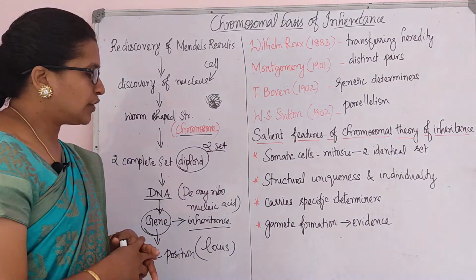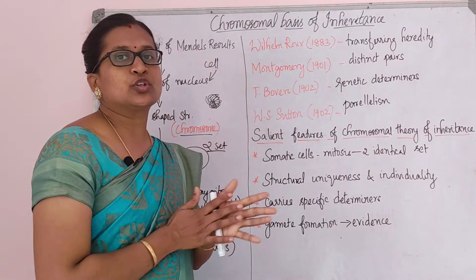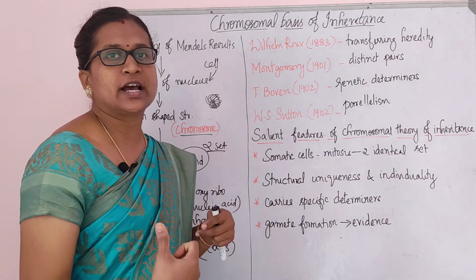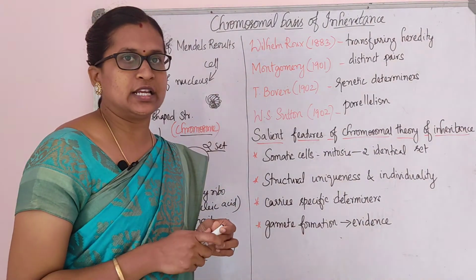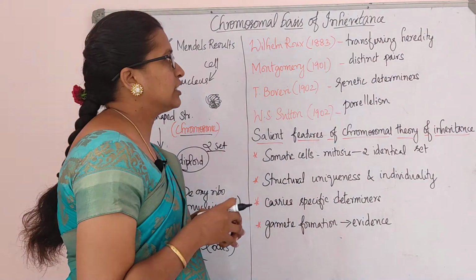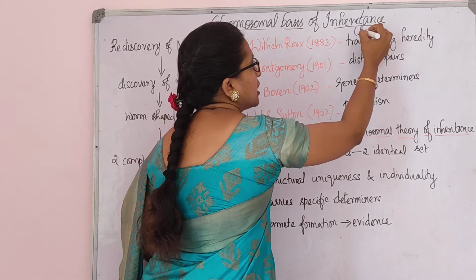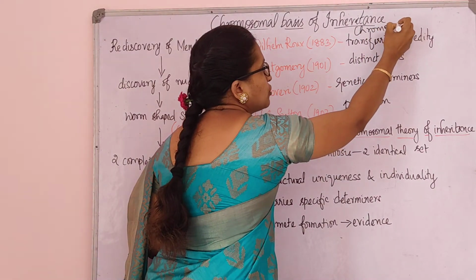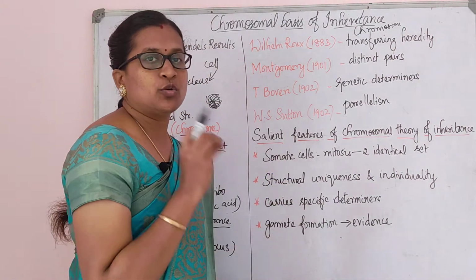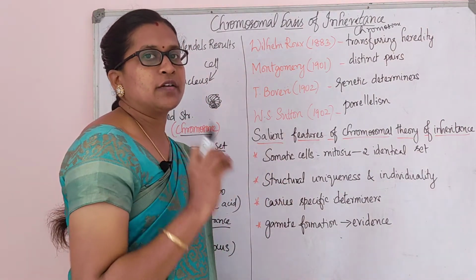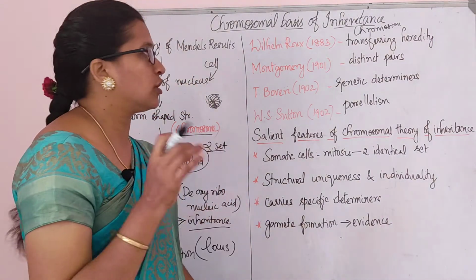Now I will explain the historical development of this chromosomal theory, how it evolved. First, Wilhelm Roux in 1883 said that the chromosome is what transfers heredity. He is telling that the chromosome transfers heredity, and he postulated this theory. So the chromosome is the one which transfers the characters from the parents towards the offspring.